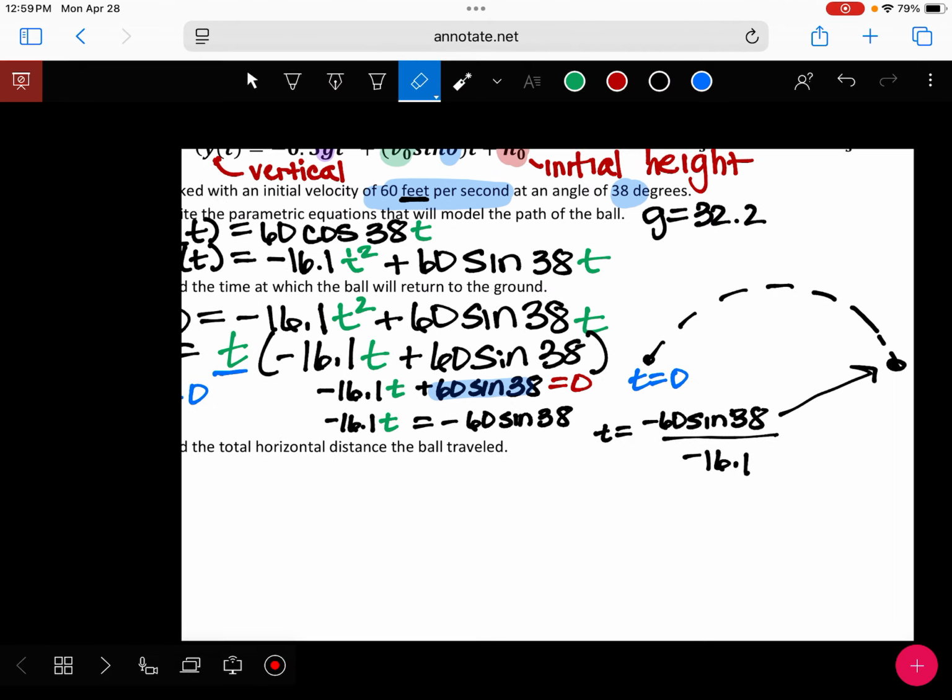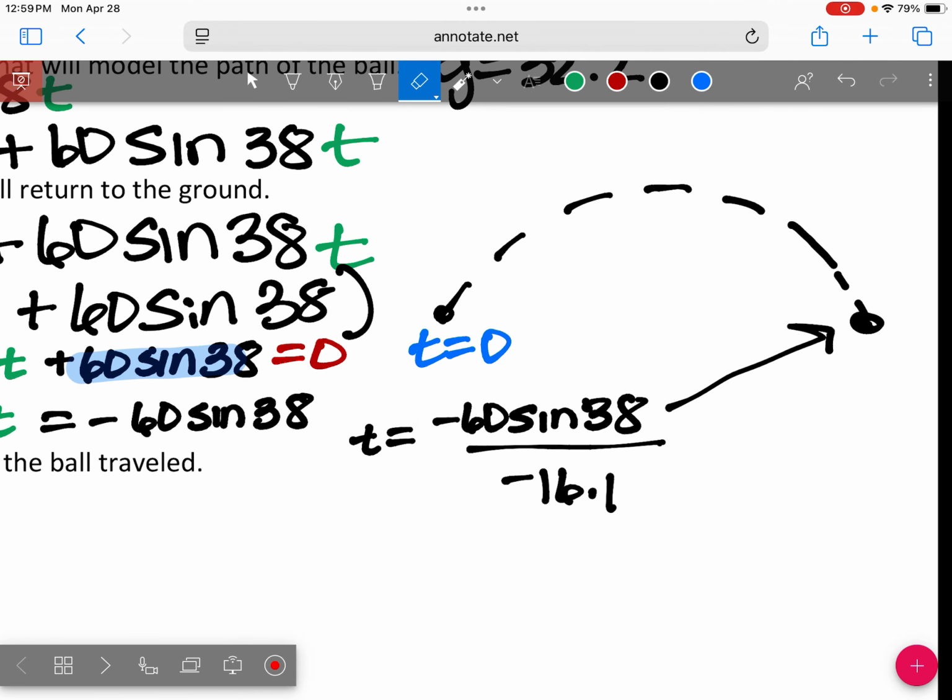To the thousandths place. So what did you all get for your t? t equals 2.294. Who had that? That is your answer. So we know it's going to take 2.294 seconds for it to hit the ground again. That is my answer to part B.